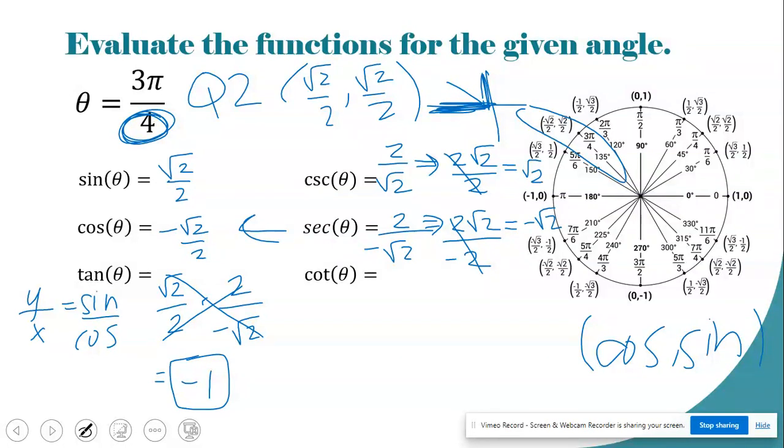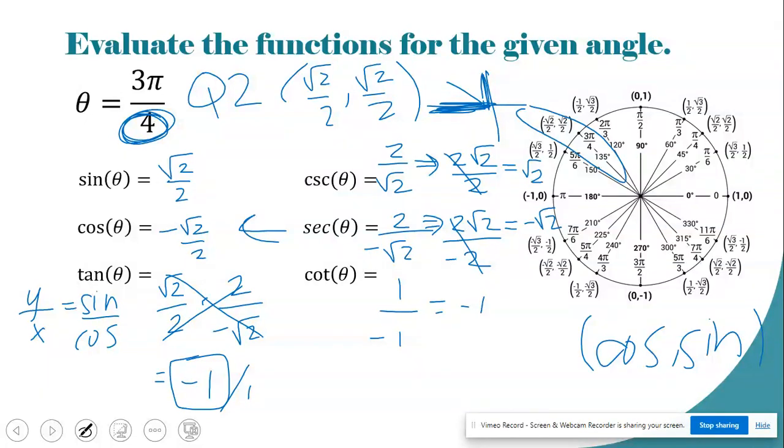for secant. And cotangent is going to be the reciprocal of tangent. Now, since tangent was negative 1, it's really negative 1 over 1. So we can take the reciprocal, 1 over negative 1. So cotangent is still just negative 1. Kind of weird, but not really.